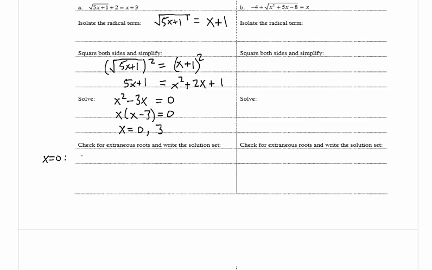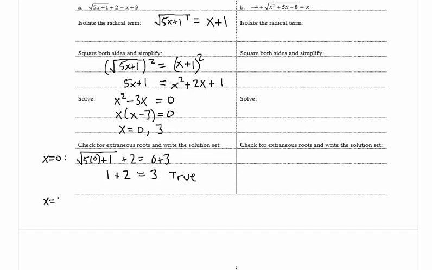So for x is equal to 0, we have the square root of 5 times 0 plus 1 plus 2 is equal to 0 plus 3. And we have 5 times 0 is 0, and the square root of 1 is 1. So we have 1 plus 2 is equal to 0 plus 3, which is 3. And 1 plus 2 does equal 3, so this is true. So x is equal to 0 is part of our solution set.